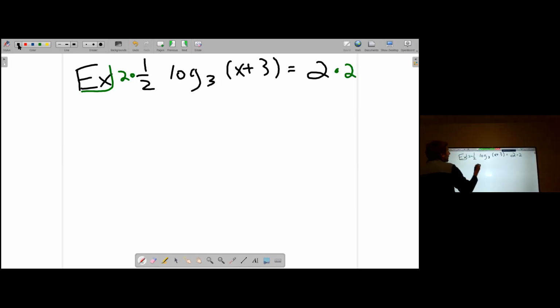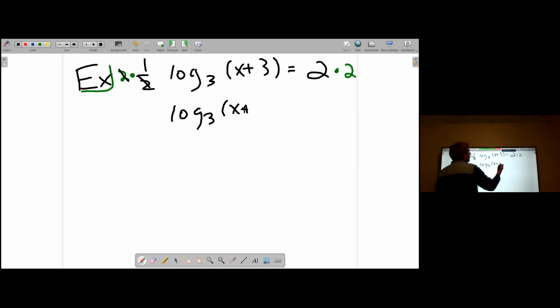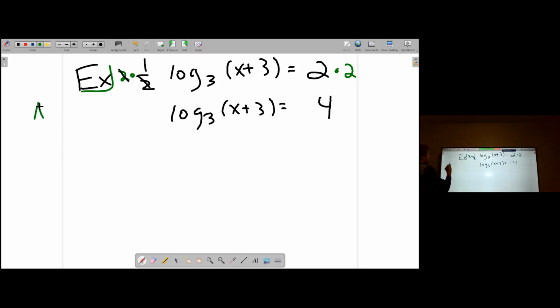And we get, it's canceled, so we get log base 3 of x plus 3 is equal to 4. Okay, so what do we do at this point? Well, I need to undo the log to get at that x. To do that, I'm going to apply the 3 to the x function to both sides.